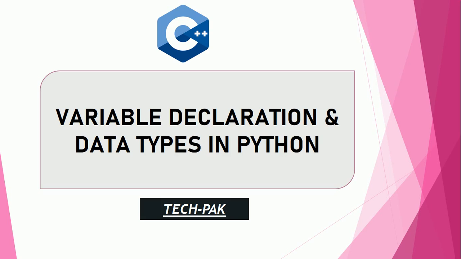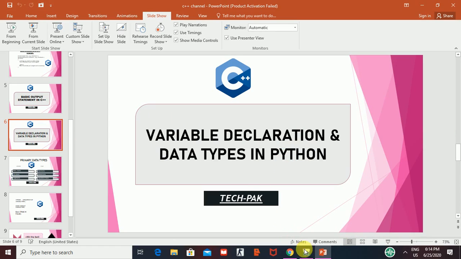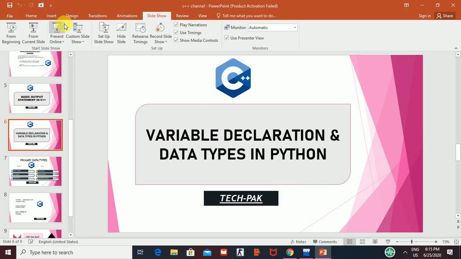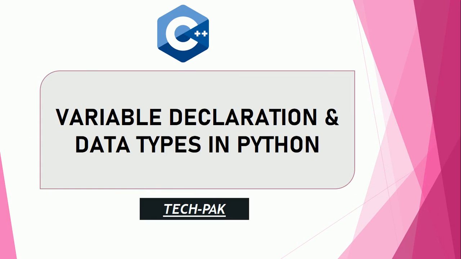So without wasting any time, I am going towards my practical platform, that is Dev C++. In that I have already included 3 lines: preprocessor directive include iostream for our input output, then I have also included string. Here we are going to deal today with some data types which also include string, and I am also using namespace std. Because I want you to learn the concept first before the programming, I have also made some slides so that you can understand more easily what we are going to do.